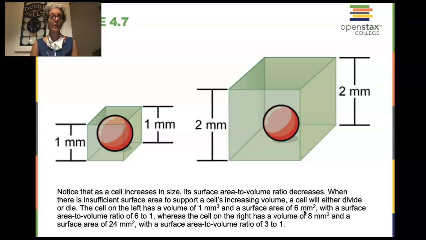That's important because reactions happen on the surface of cells. We have to be able to get materials into and out of the cell by osmosis and diffusion. And if we don't have enough surface area for the amount of fluid, then those reactions can't happen as quickly as they need to.